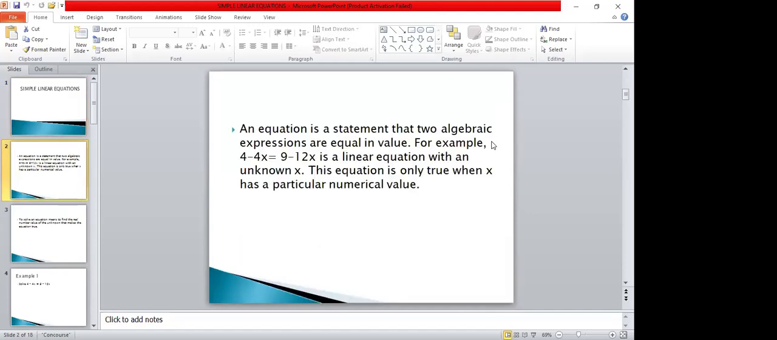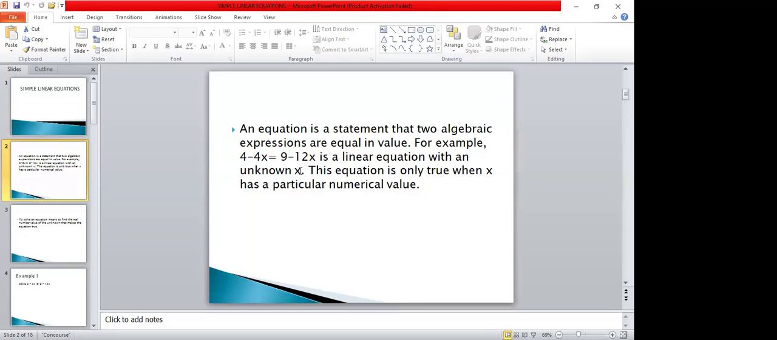An equation is a statement that two algebraic expressions are equal in value. Anytime we talk about an equation generally, we have this sign in that expression. This is the sign. Call it the equality sign, or we also call it equal to. An expression of this form is said to be a linear equation. And we have 4 minus 4x equals 9 minus 12x.